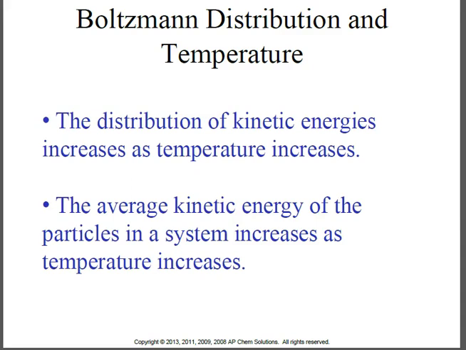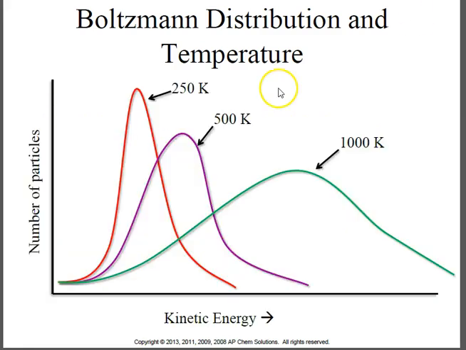Okay, here we are, Boltzmann distribution and temperature. So again, the distribution of the energies changes as the temperature increases, and it actually increases that distribution. So if we go back and look, at 250, there's not much distribution. All your energy is in this tiny range. As your temperature increases, though, you have a greater distribution. So you'll have some particles moving slow and some particles moving much faster. So that distribution is greater.